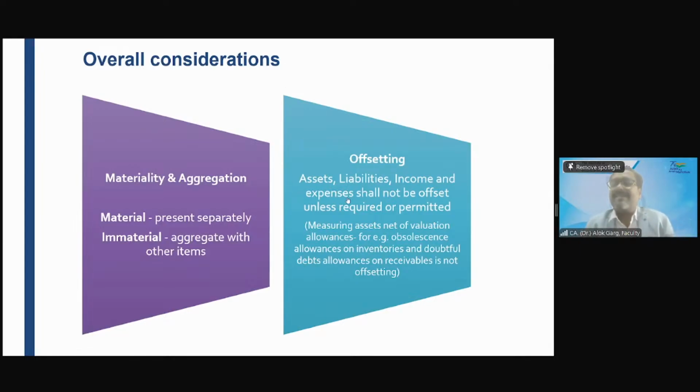Okay. So friends, this is the meaning of offsetting. I have taken so many examples. Measuring an asset net of valuation allowances, for example, debtors minus provision for doubtful debt, is not offsetting. It is measuring the asset net of allowances. Inventory obsolescence, provision for depreciation: when you are showing PPE at net block, it is again a kind of measuring the asset net of valuation allowances. This is not offsetting. Okay. Is that clear?